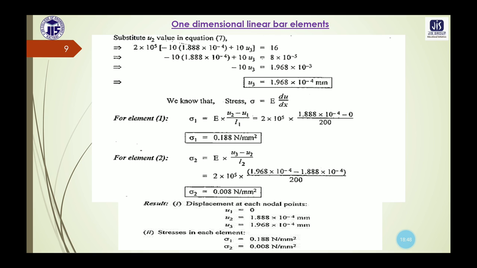These are the formulas which are actually very important that we need to apply for such type of numericals based on these one-dimensional bar elements.